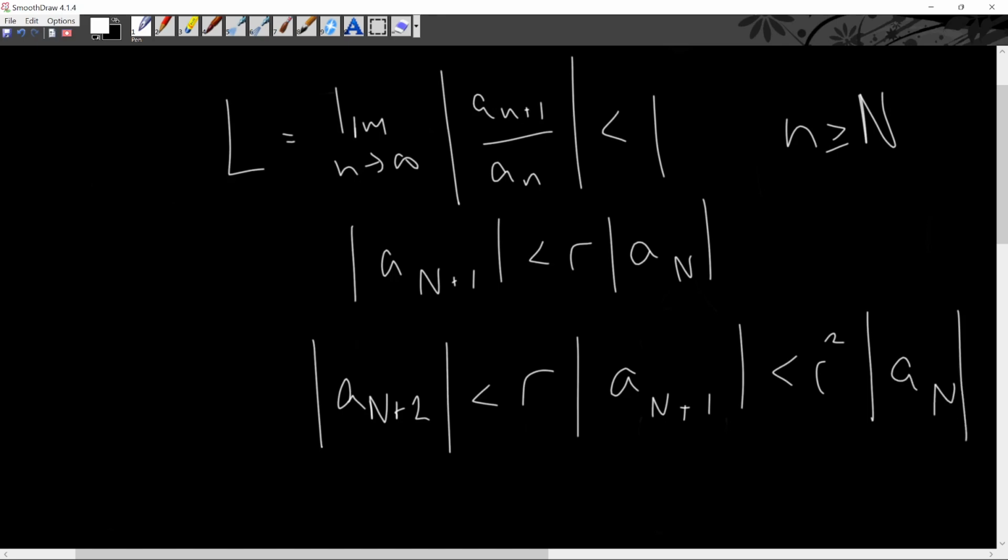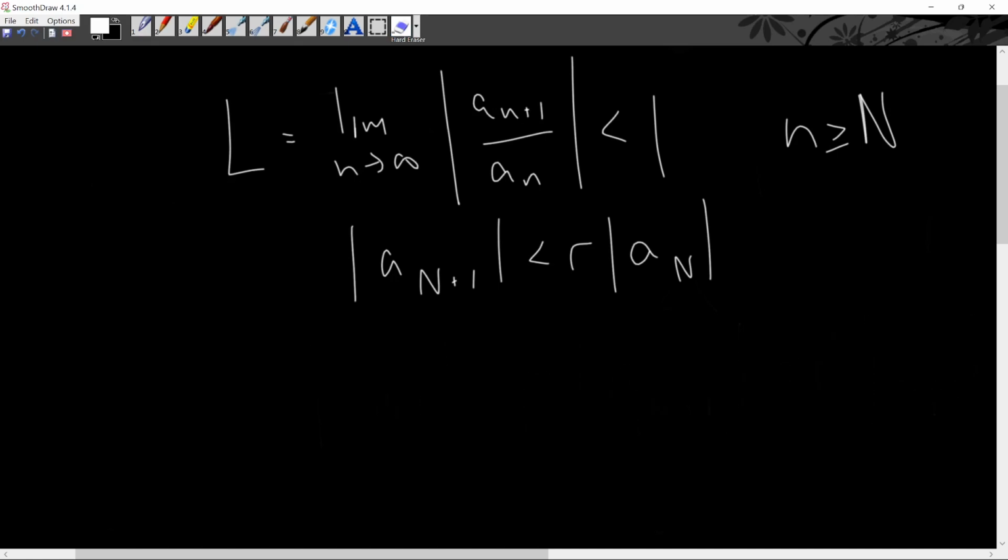If we just think of every subsequent term that comes before it, like if we acknowledge that this is true, then this has to be true, right? The N plus 2th term is going to be less than R times the N plus 1th term, and this is going to be less than the capital Nth term. Okay, let me break this down just a little bit.